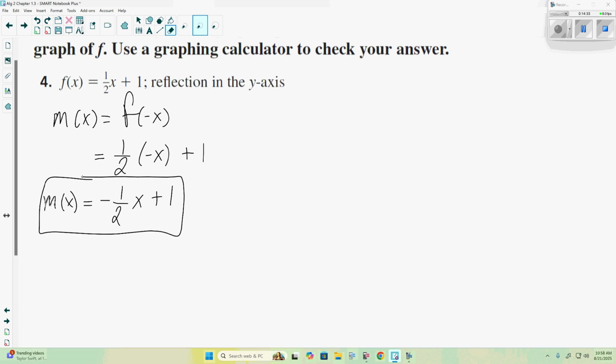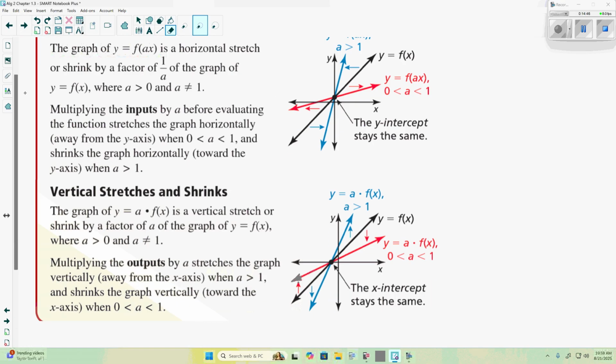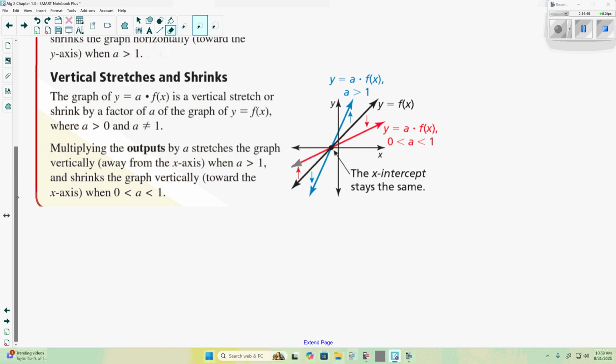Questions on reflections? Last type of transformation we're going to talk about here is vertical stretch and shrink, horizontal stretch and shrink. I want to look at vertical stretch and shrink first.